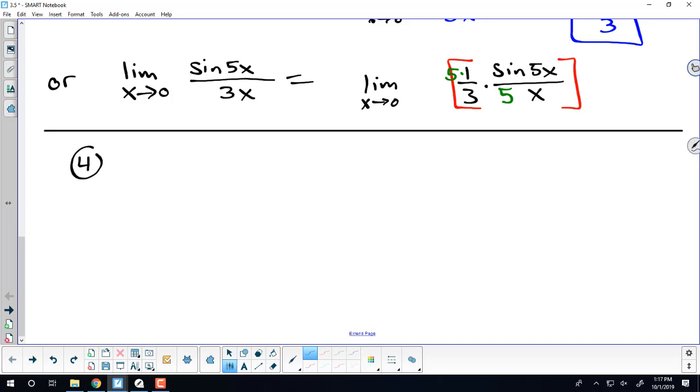Okay, last one, we'll look at the limit as x approaches 0 of sine 5x over tangent x. So it definitely looks like it has nothing to do with the theorem. And at least in part it doesn't, right? At least the tangent x doesn't show up in either of those two from theorem 3.10.